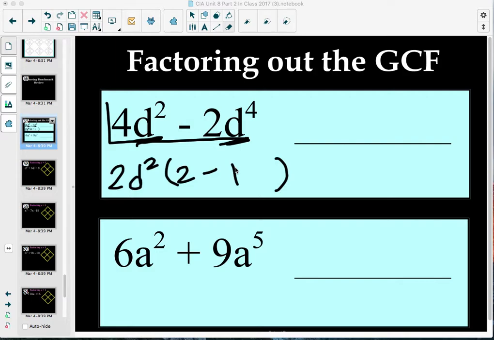And I don't have any D's left on the first one because I took them all away. But on the second one, 4 take away 2 leaves me with 2 left over. And that is my final answer. So go ahead and pause the video and try the second one.